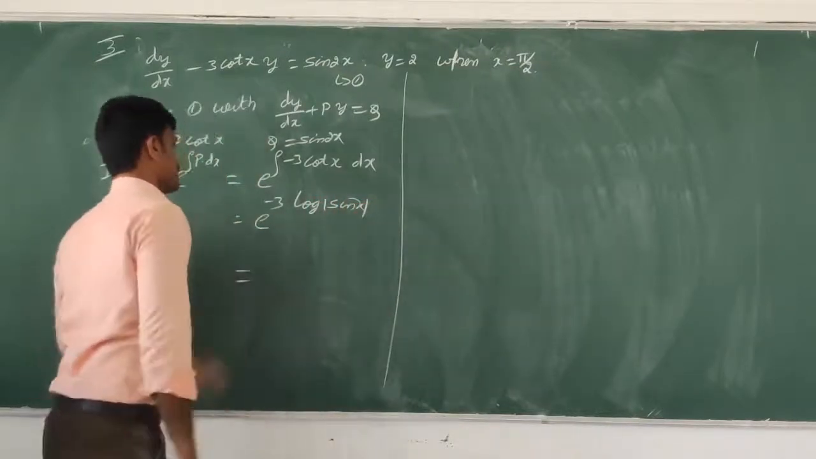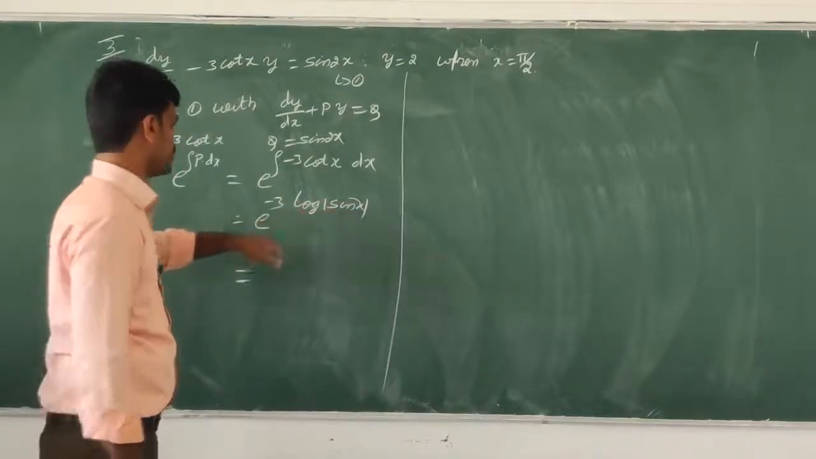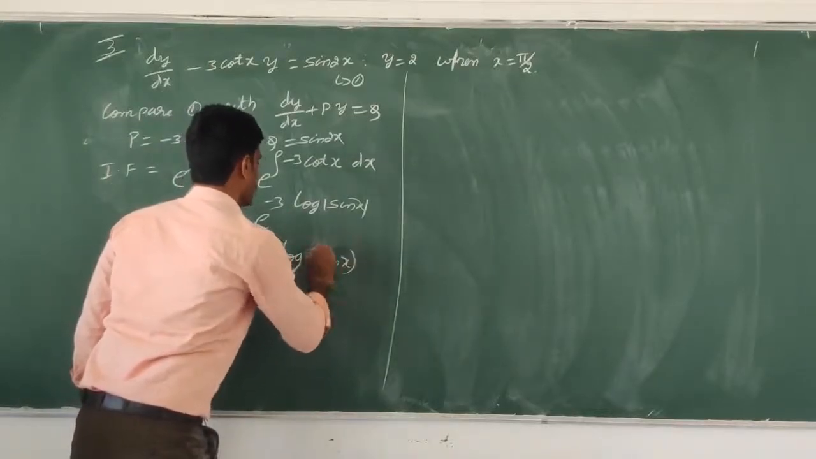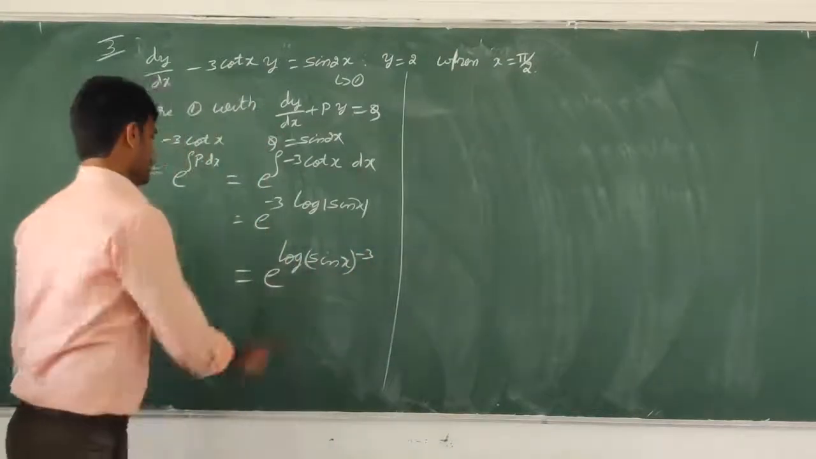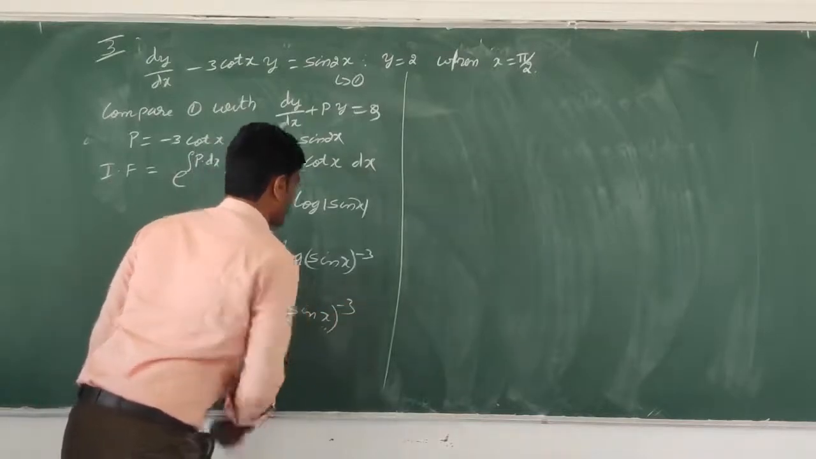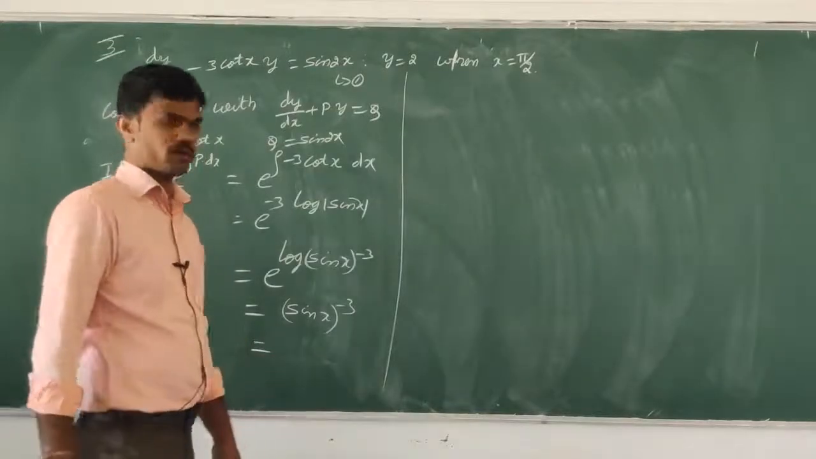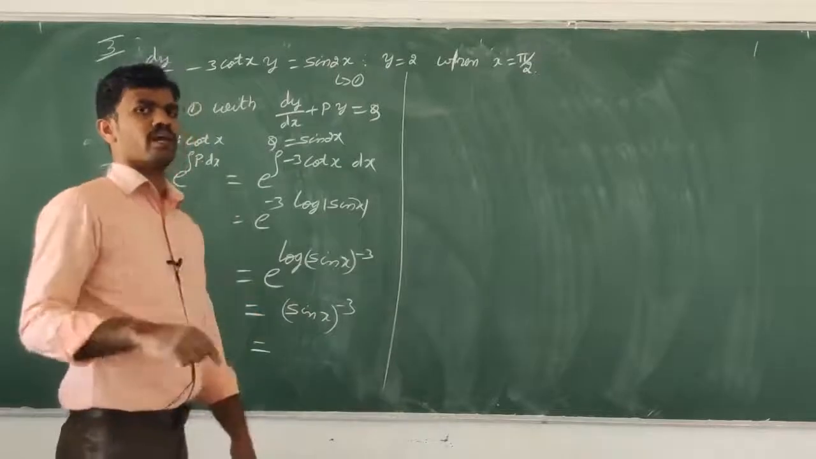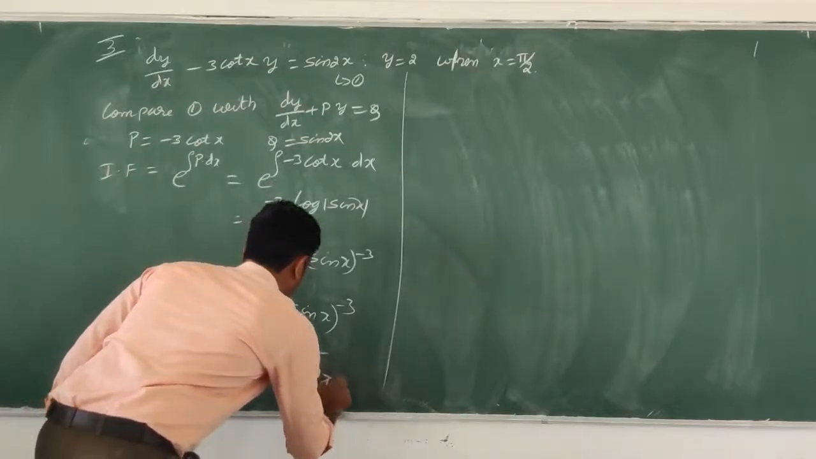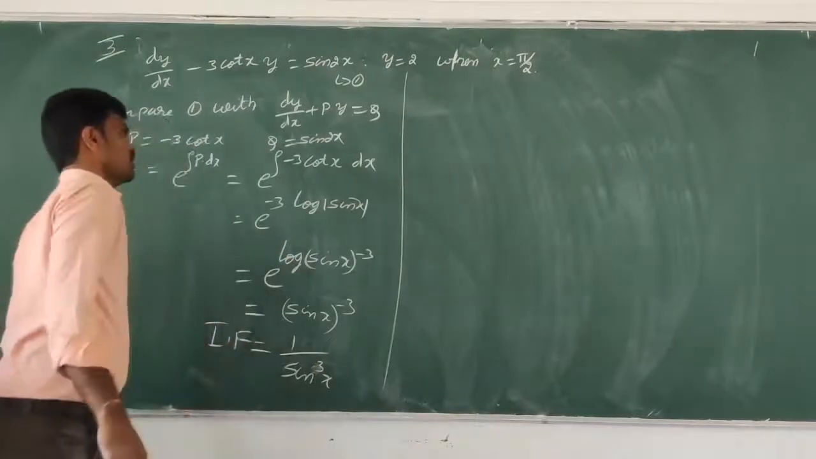Okay, so this is m log n, and we write m log n as log n to the power m. So this becomes e to the power log of sin x whole to the power minus 3. So exponential and log cancel, remaining is sin x to the power minus 3. That can also be written as 1 by sin cube x, since a to the power minus 3 is 1 by a cube. So this is our integration factor. So you got the integration factor.